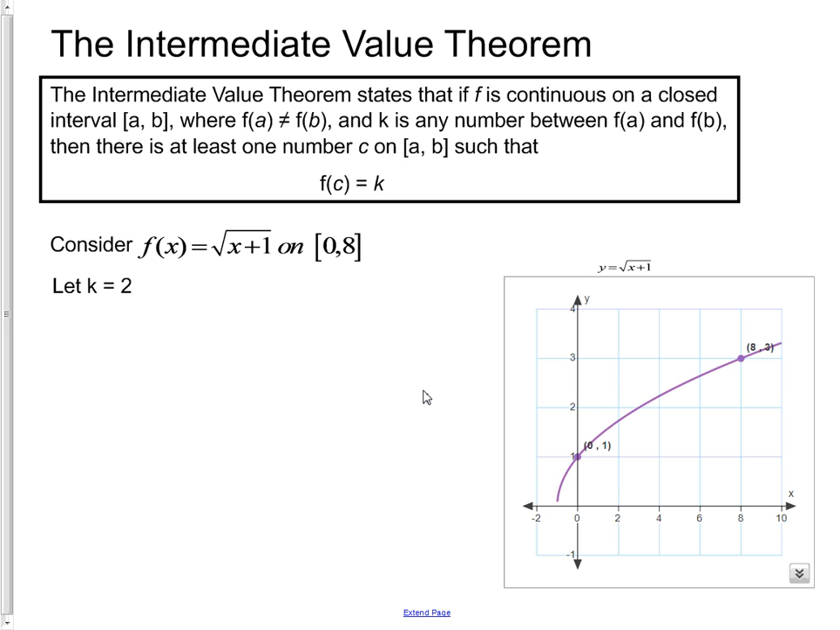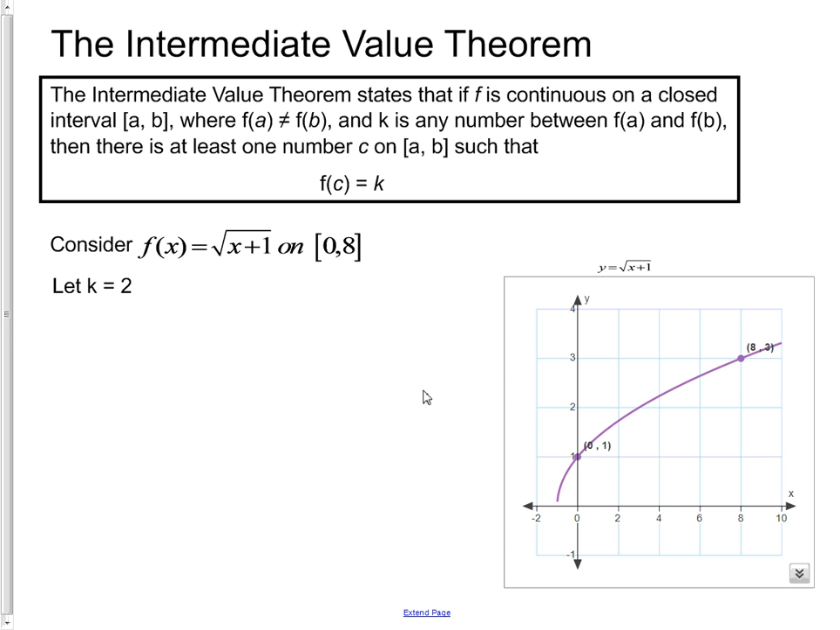It says the Intermediate Value Theorem states that if f is continuous on a closed interval from a to b, where f of a does not equal f of b, and k is any number between f of a and f of b, then there's got to be at least one number c on the interval from a to b such that f of c is equal to k.